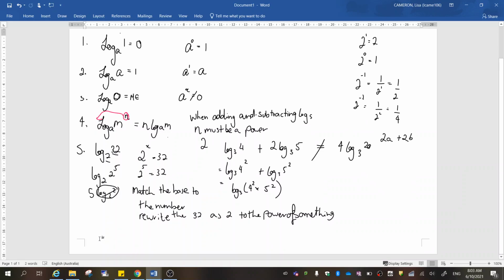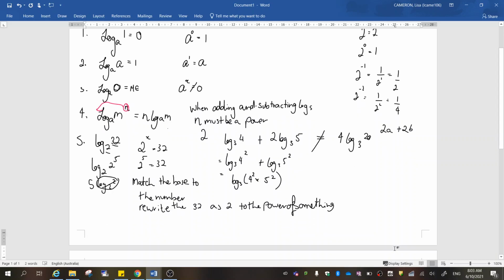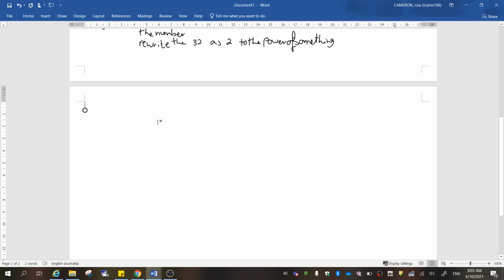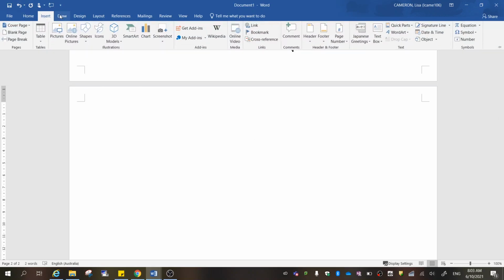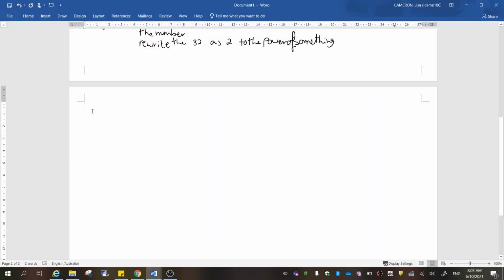Okay, so one last trick to go for this basic section, just about tricks that we use when we deal with logs. Okay, so this we'll call trick number 6. Now, trick number 6 is one that I hate because it's always in the external exams and I go over it so many times and people always forget it. Okay, so trick number 6.